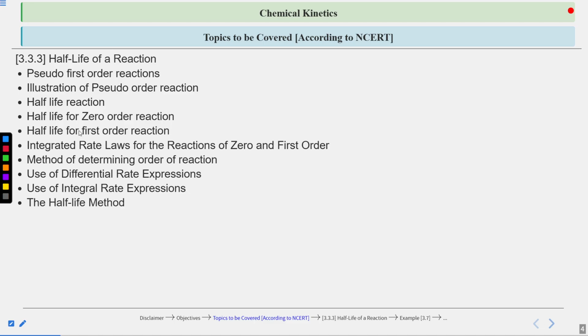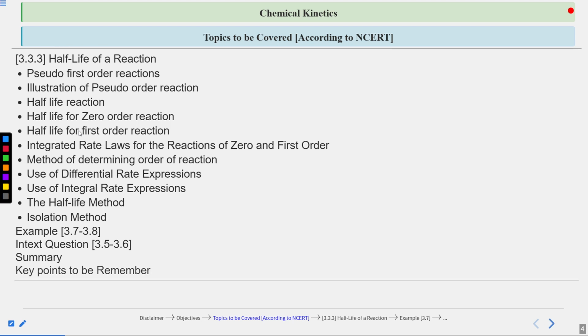And then we will see what is the half-life method, isolation method, and then we will practice some examples from 3.7 to 3.8. Lastly, we will see some text questions from 3.5 to 3.6, and then we will see the summary of what we covered in this lecture. And lastly, we will talk about the key points to remember. So let's begin.